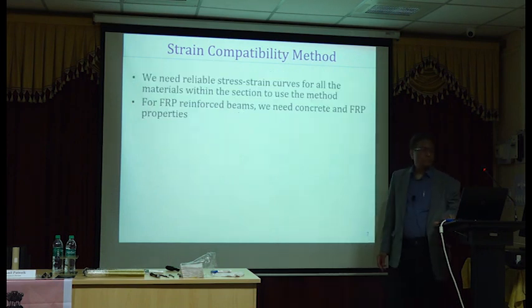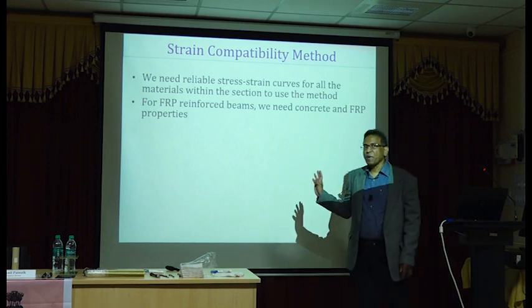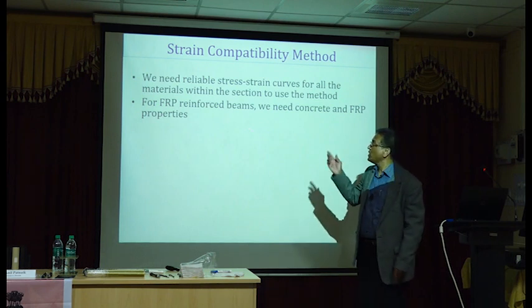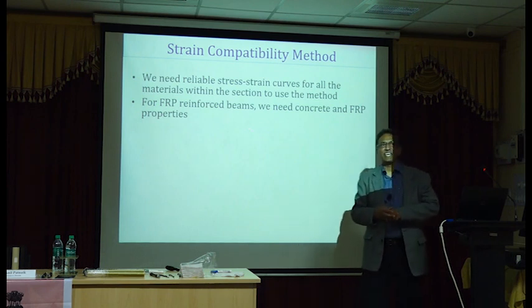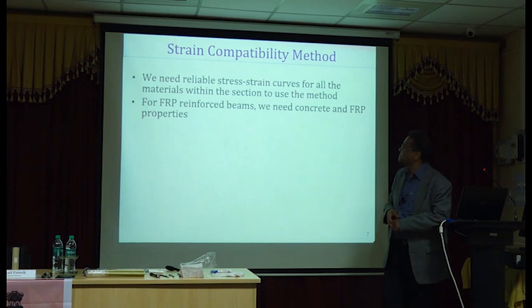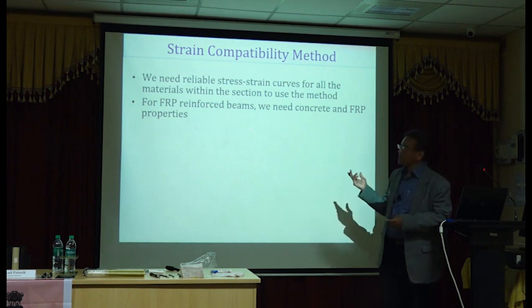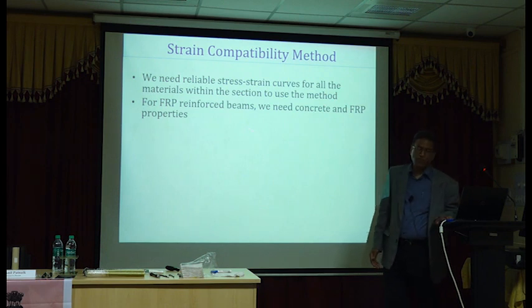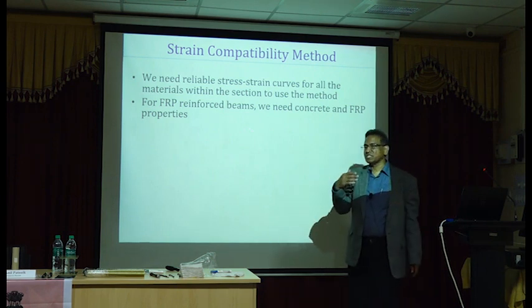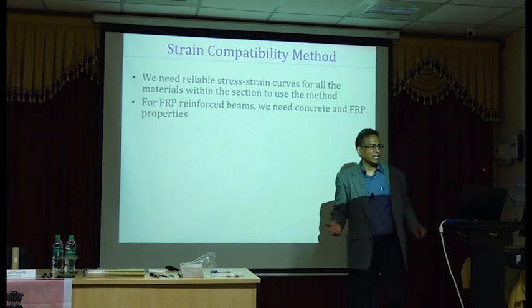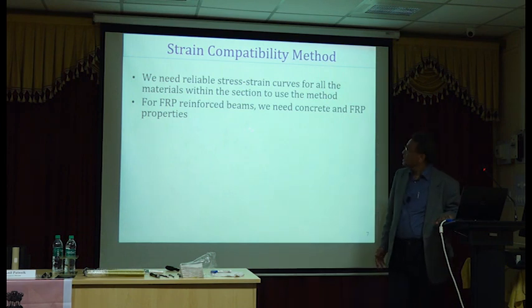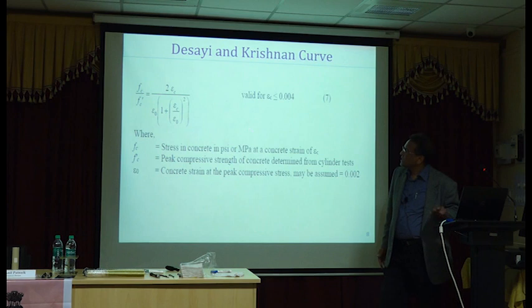For this strain compatibility method to be accurate, you need very good, very reliable stress strain curves. You need it for concrete, you need it for FRP reinforcement, or if you have other types of reinforcement like steel bars, you need stress strain curves for those as well. In a way, in your beam columns, you are actually using the strain compatibility method without actually calling it strain compatibility method.